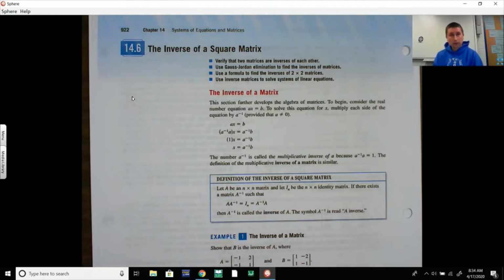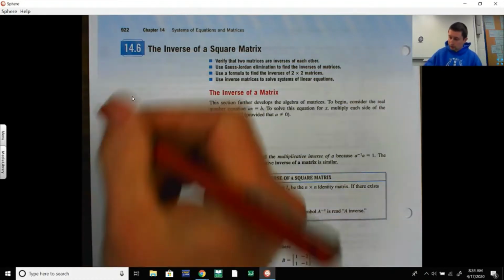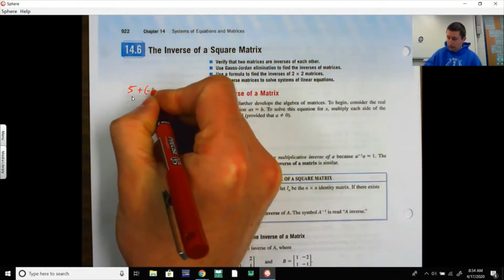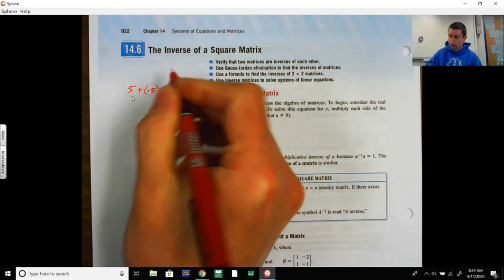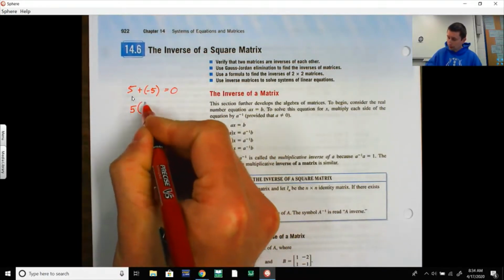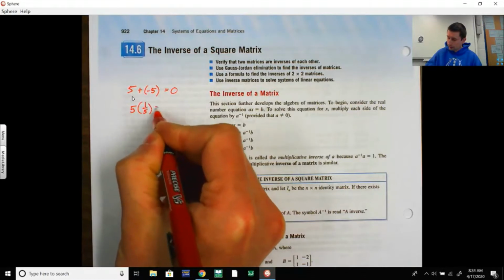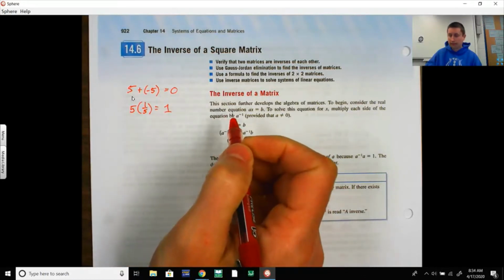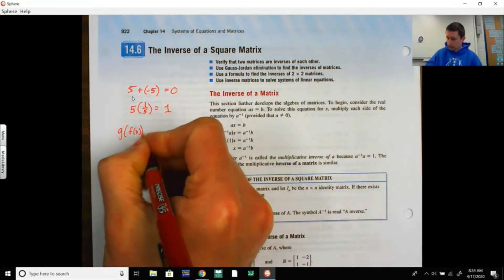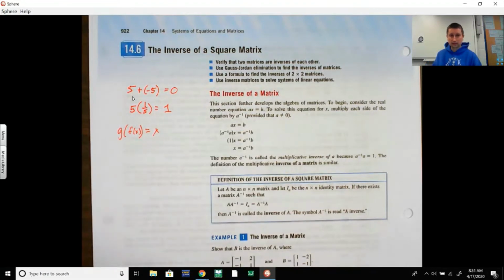So first, remember that an inverse will be something that undoes something else and takes it to an identity. We know inverses with addition, like if I have 5 and I add an opposite of 5. Opposites are inverses because they add to an identity. Reciprocals are multiplicative inverses because they multiply to 1. You can have functions that are inverses, g of f of x, if they equal x, the identity function.